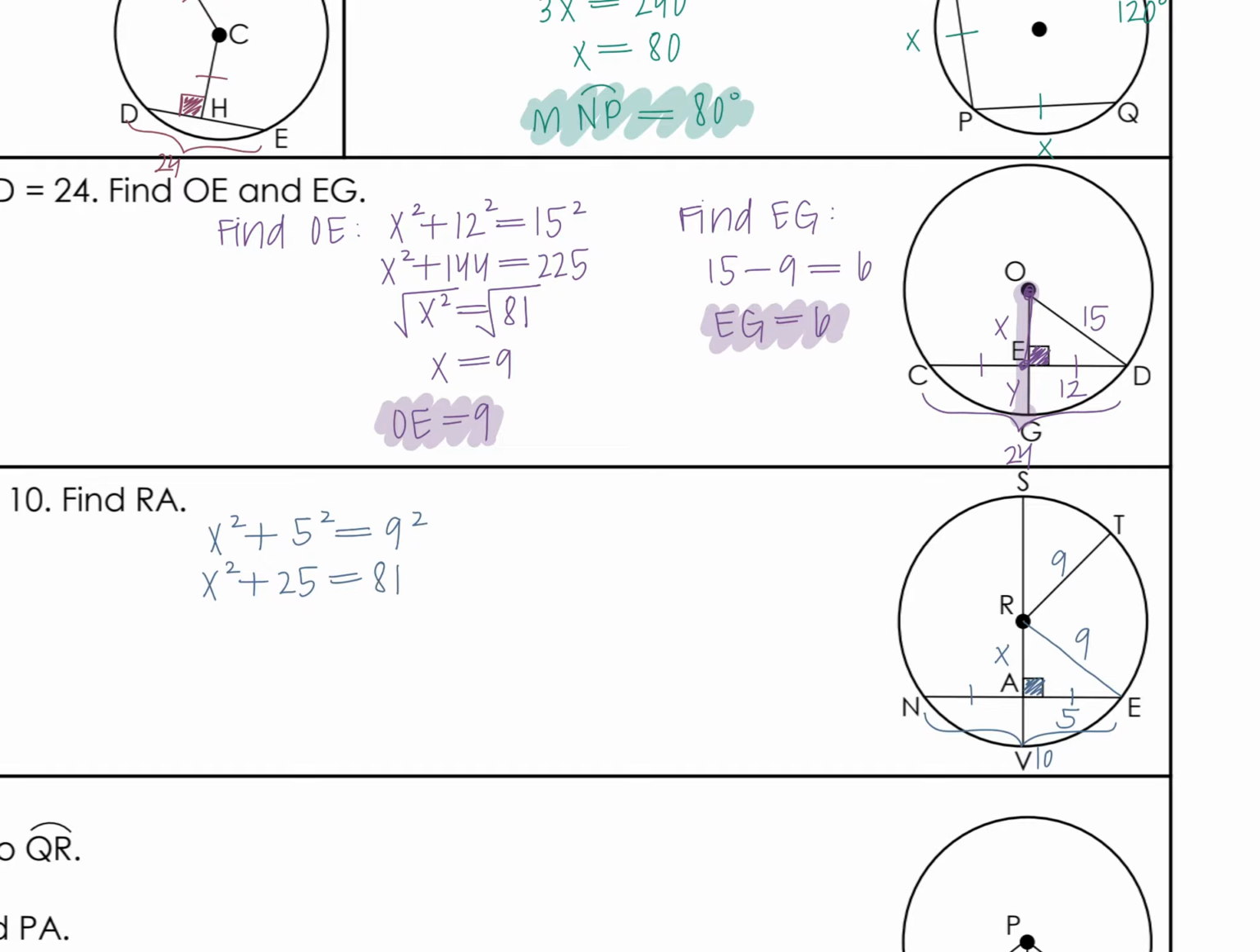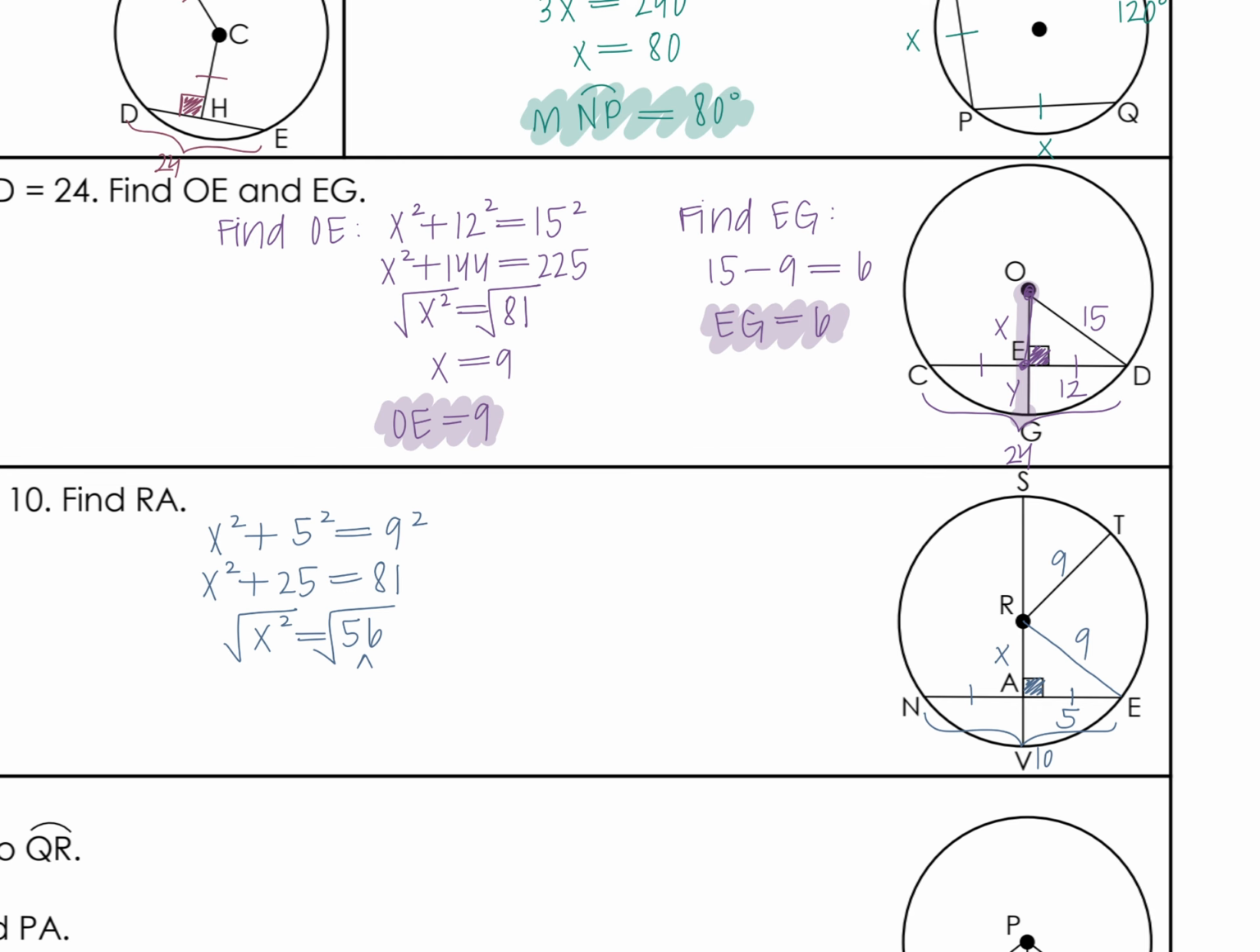And when you subtract, you should get that X squared is going to be equal to 56. So therefore, taking the square root of both sides, this is not a perfect square, so I am going to need to break this down, simplify it, so that I can have my final answer.